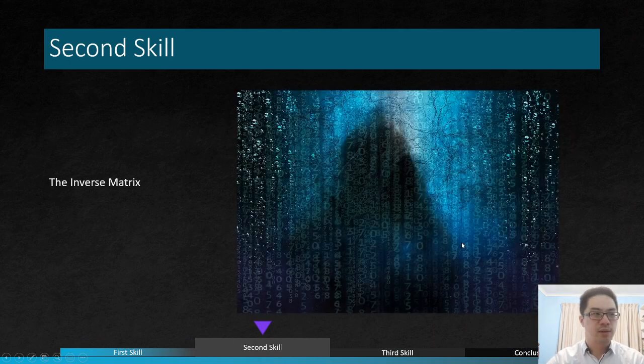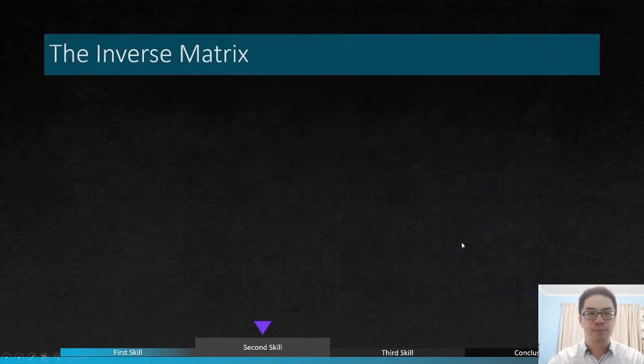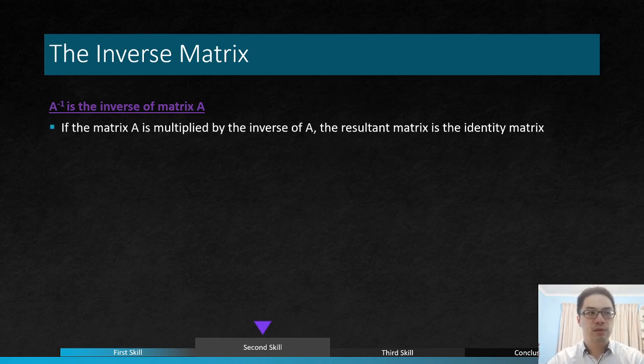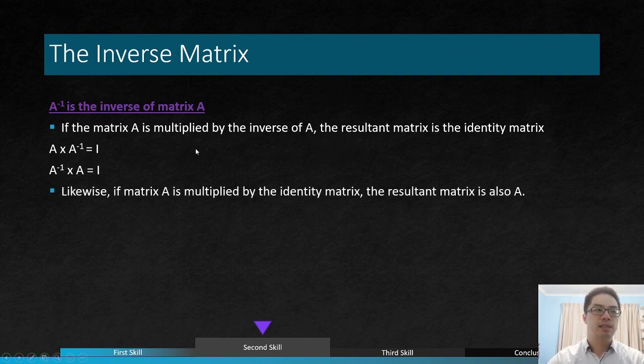Alright, the second skill I guess we're looking at is the inverse matrix. So the inverse matrix, A to the power of -1, is what we call the inverse matrix. A to the power of -1 is the inverse of matrix A. So if the matrix A is multiplied by the inverse of A, the resultant matrix is the identity matrix. It's like the opposite. So for example here, A times inverse of A equals I, which is the identity matrix. Inverse of A times A is also the identity matrix, just switched around. Now likewise, if matrix A is multiplied by the identity matrix, the resultant matrix is also A. So A times I is also A, I times A is also A.